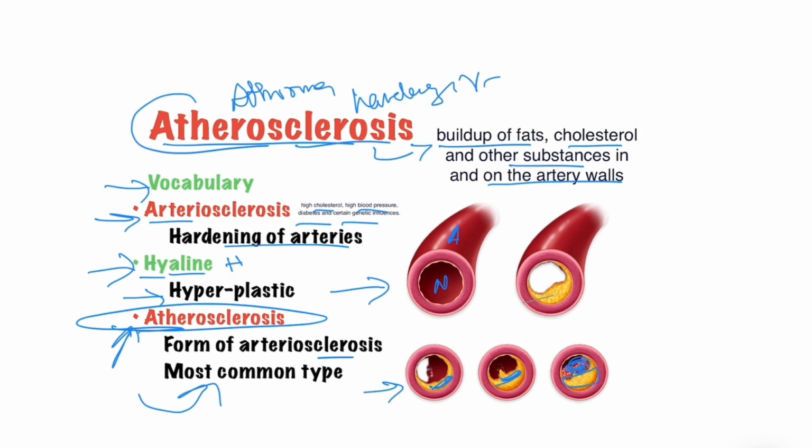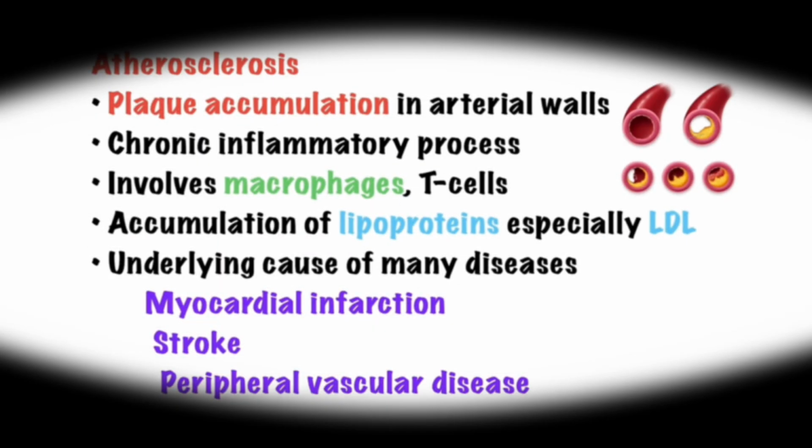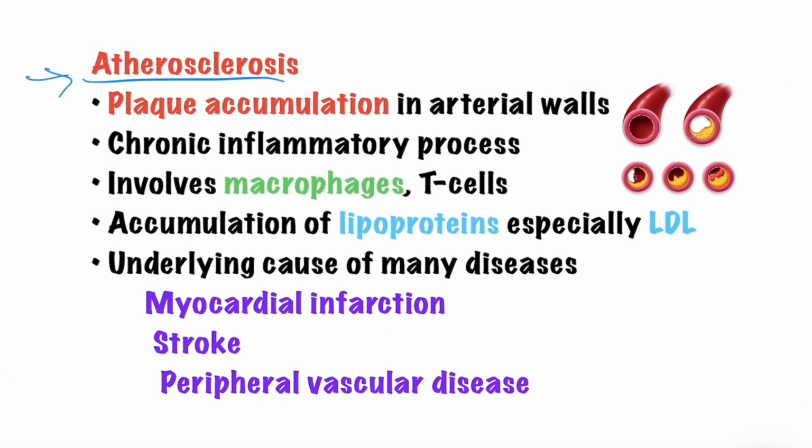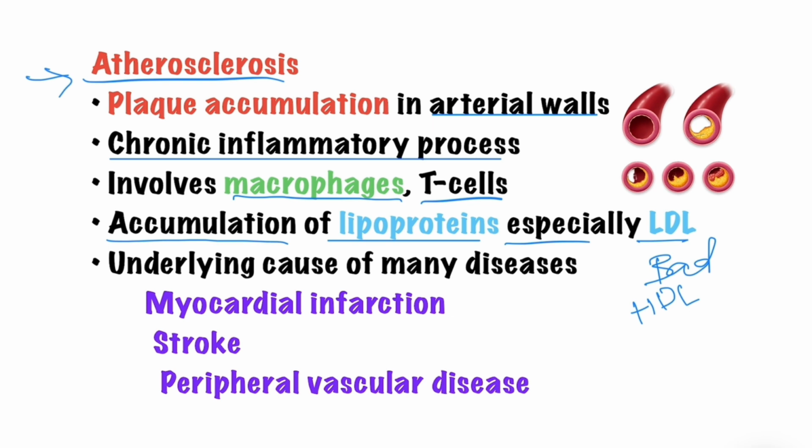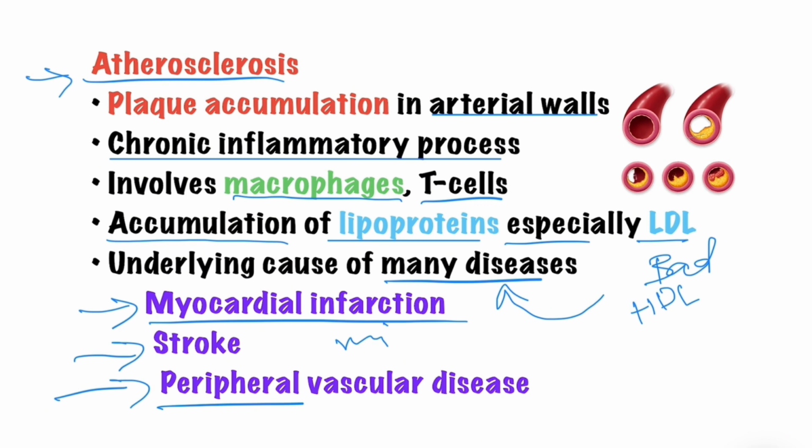Let's see how plaque accumulates in the artery wall. When there is plaque accumulation in the wall, a chronic inflammatory response will begin. When it begins, macrophages, T cells, and T helper cells get involved in this process. In this way, lipoprotein, especially the bad one, LDL, low density lipoprotein, will accumulate in the arterial wall. This underlies many diseases like myocardial infarction, MI, stroke, and peripheral vascular disease.